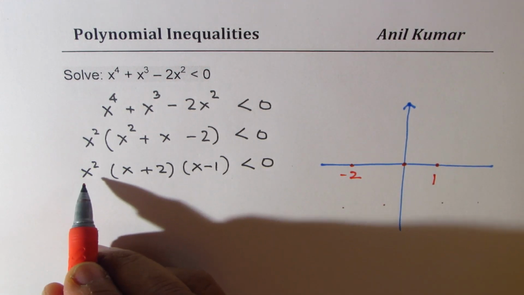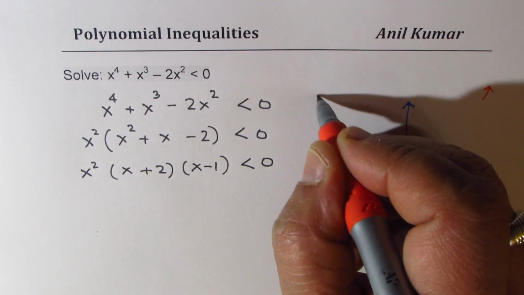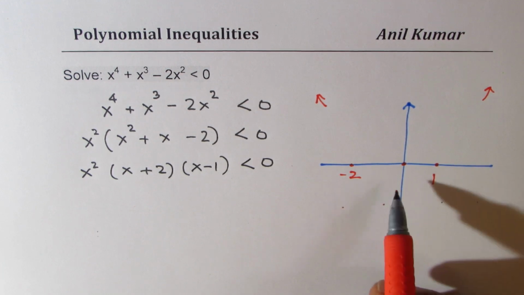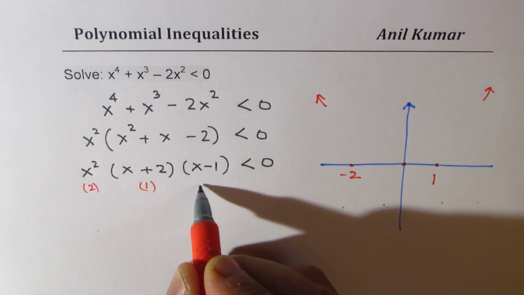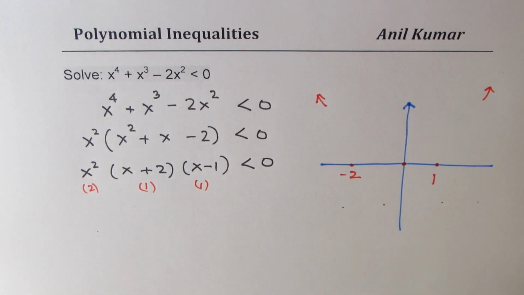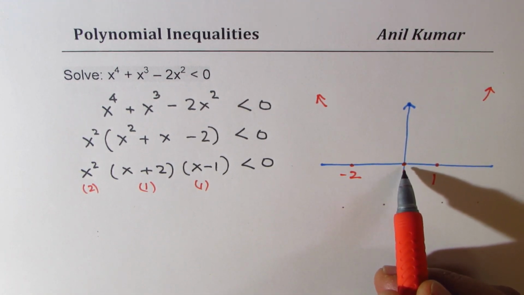End behavior is both side up, right? Both side up. Now, multiplicity. This multiplicity is 2, so it is turning. This is 1, linear, linear. You get my idea. So the graph turns here.